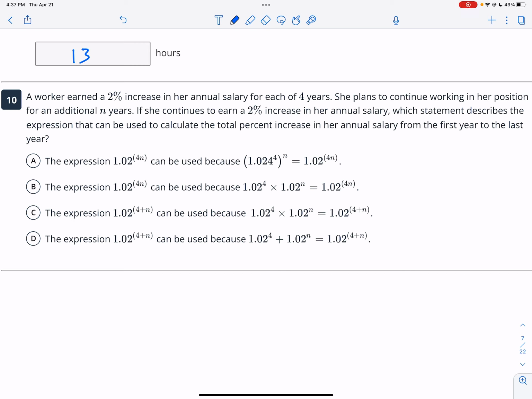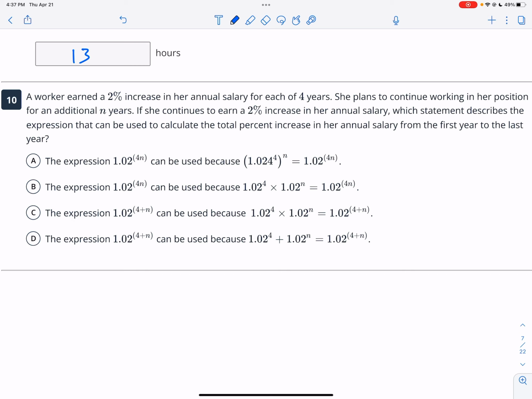A worker earned a 2% increase in her annual salary for each of 4 years. She plans to continue working in her position for an additional N years. If she continues to earn a 2% increase in her annual salary, which statement describes the expression that can be used to calculate the total percent increase in her annual salary from the first year to the last year? So when I look at this, I have to kind of understand which one is which.